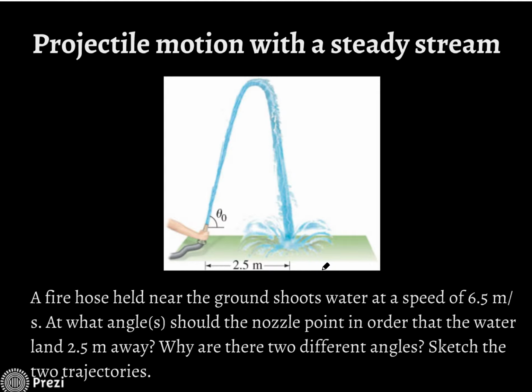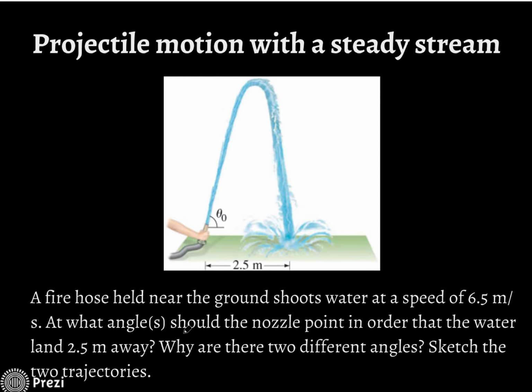So things that aren't discrete objects still follow the rules of projectile motion. Even a stream of water is going to follow the same rules of projectile motion that all other objects do. The reason is, what is a stream of water? Well, it's a whole bunch of tiny little projectiles, a whole bunch of tiny little water droplets that are all following the same projectile motion at the same time, okay?